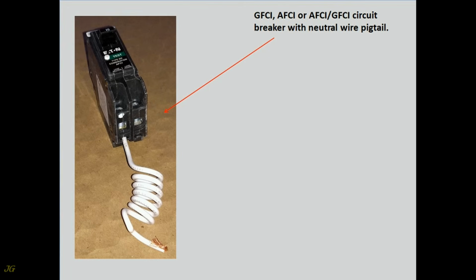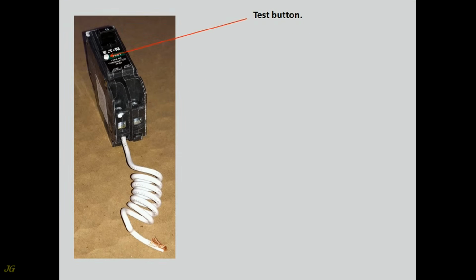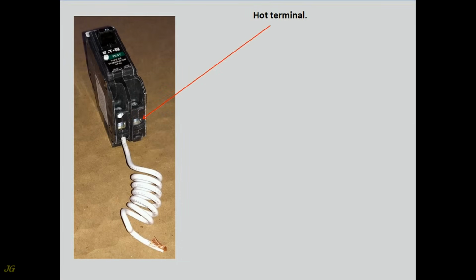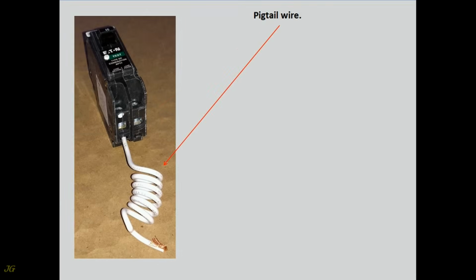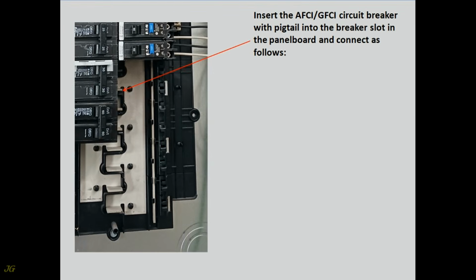GFCI, AFCI or AFCI, GFCI circuit breaker with neutral wire pigtail. Breaker handle. Test button. Neutral terminal. Hot terminal. Pigtail wire. Insert the AFCI, GFCI circuit breaker with pigtail into the breaker slot in the panel board and connect as follows.